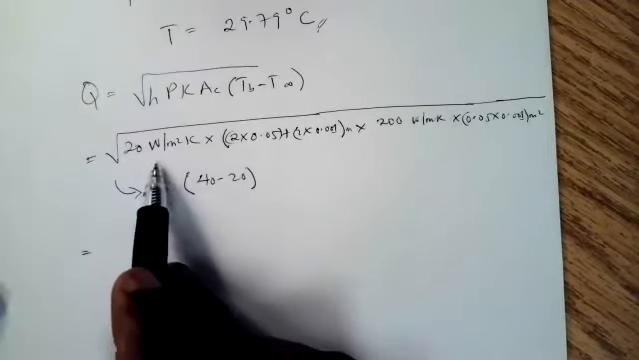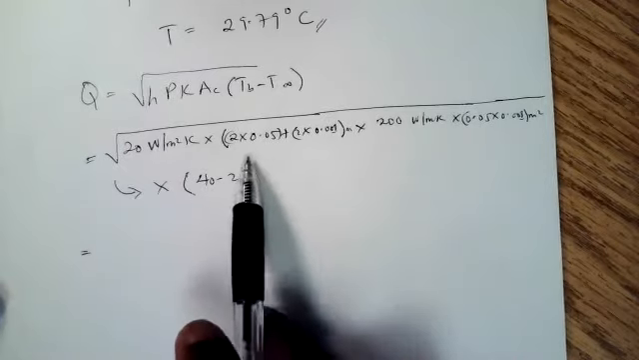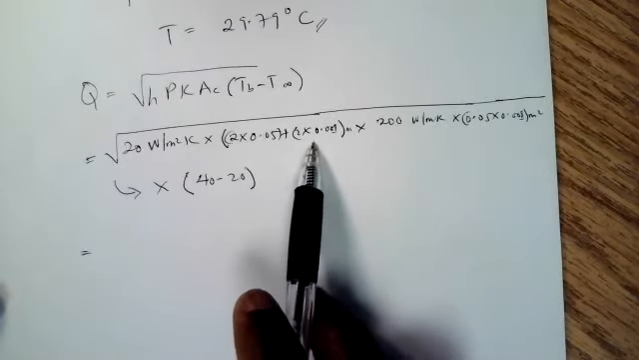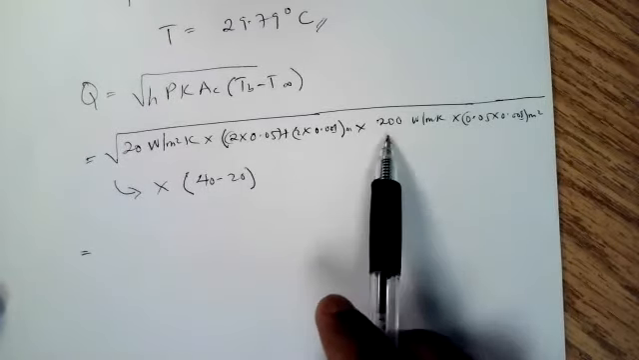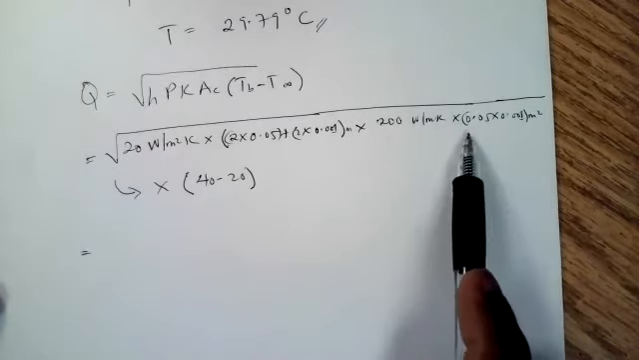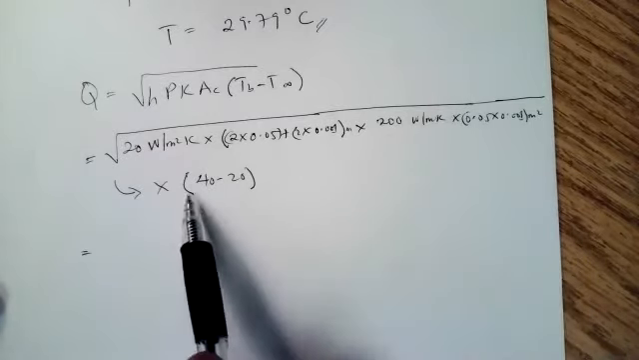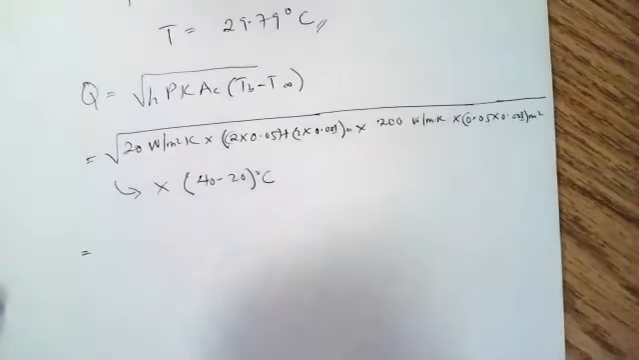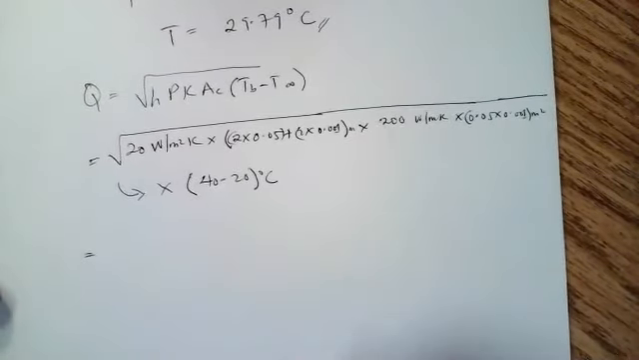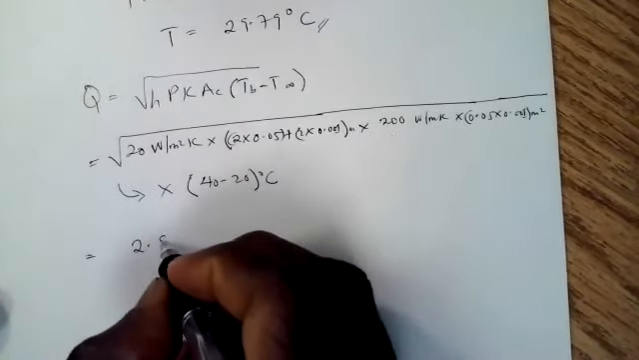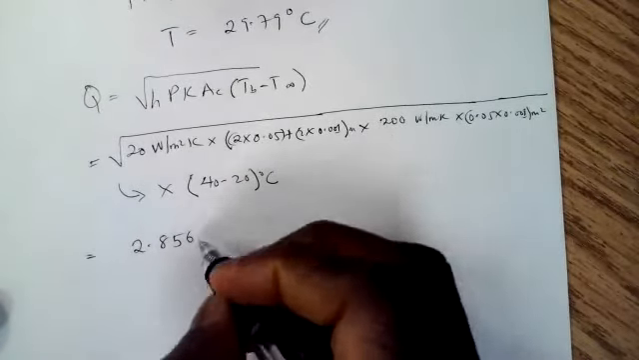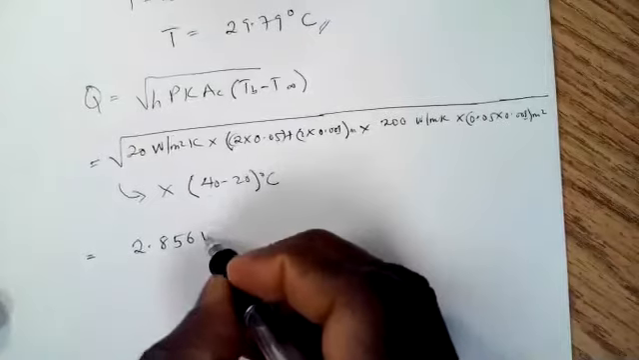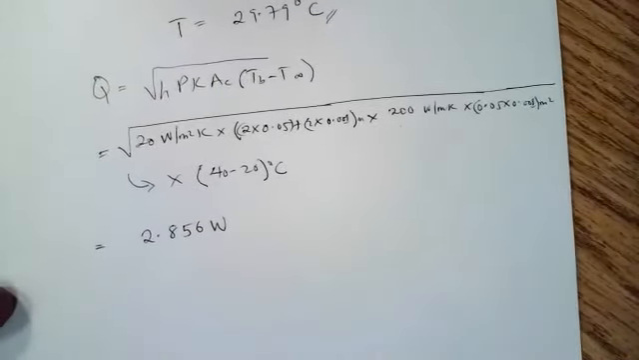Do you have that? 20 by 2 times 0.05 plus this times 200 times this times 20. I got 2.856. This is a rate of heat loss, so watts.